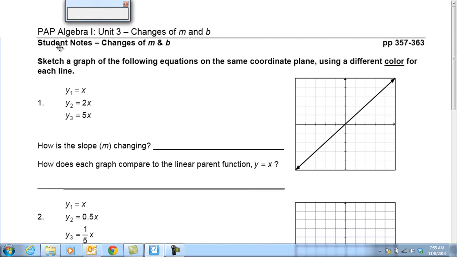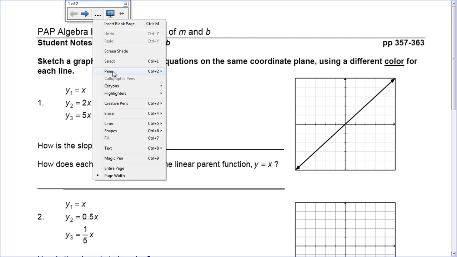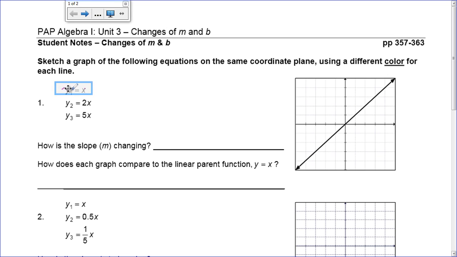Well, hey there, kiddos. Today we're going to talk about changes to M and B. And if you'll remember, M is your slope when you're talking about an equation, and B is going to be your y-intercept. So we're going to talk about what happens whenever we change those two things in an equation and what it does to the graph of that equation.